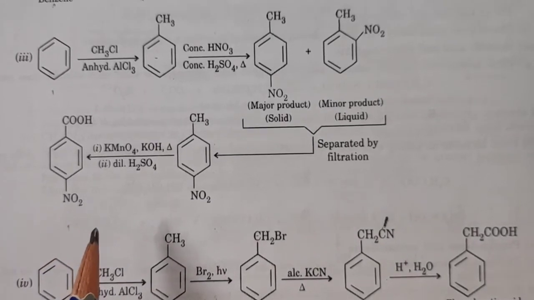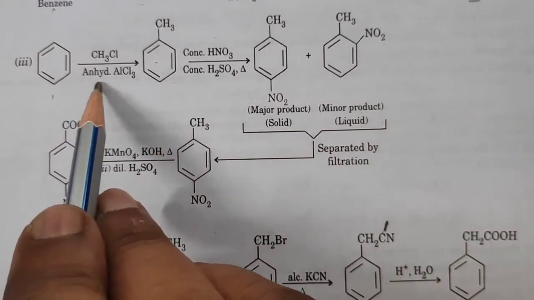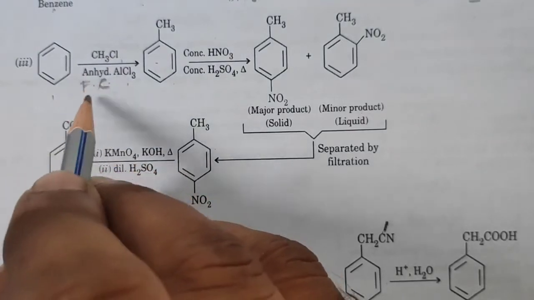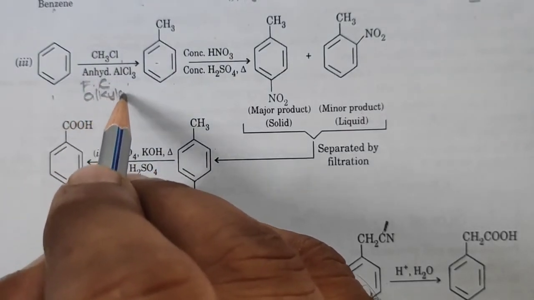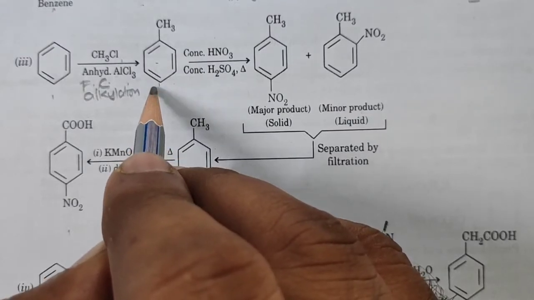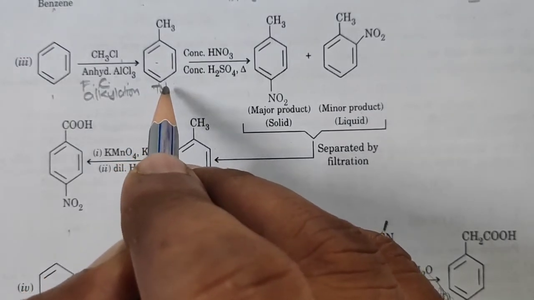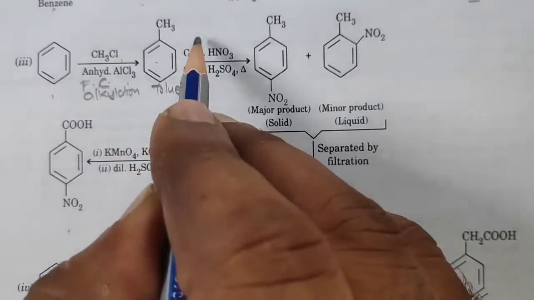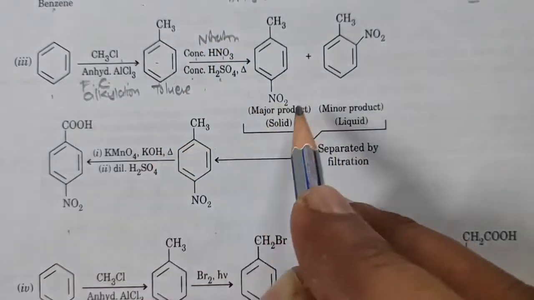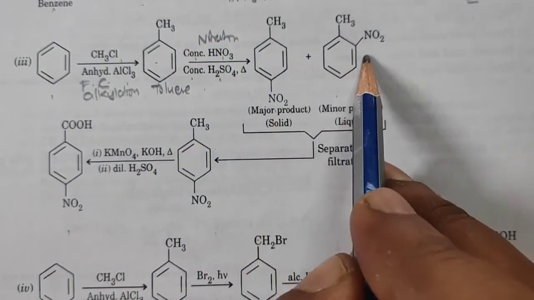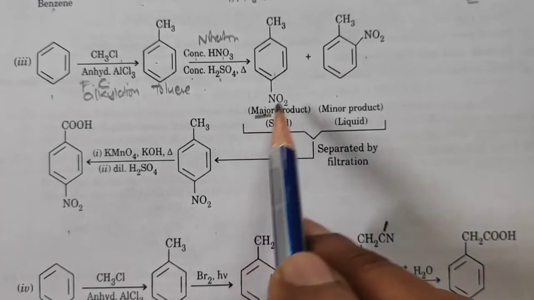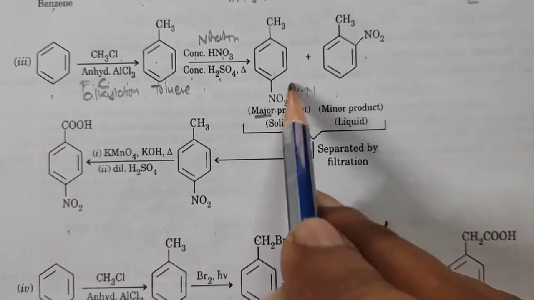Then next one, from benzene we have to prepare para-nitrobenzoic acid. So here it is very simple, anhydrous AlCl3 and CH3Cl, means Friedel-Crafts alkylation. So you got toluene, or methyl benzene. Right? Then nitration is done. Nitration means concentrated HNO3, and you will get two products, the ortho product and the para product, but in this case the para is the major one, its percentage is more.